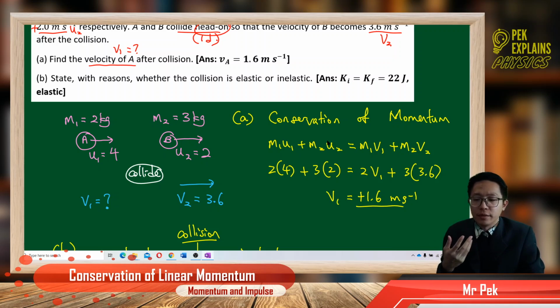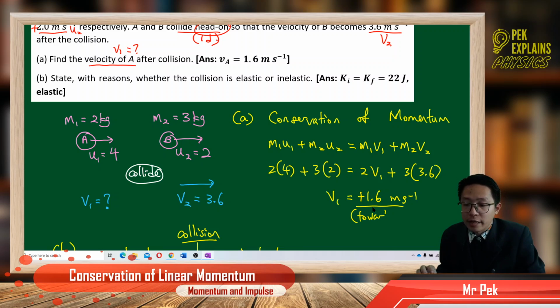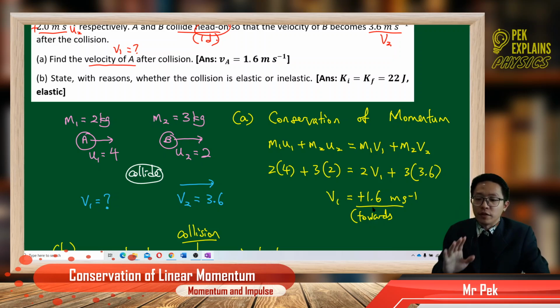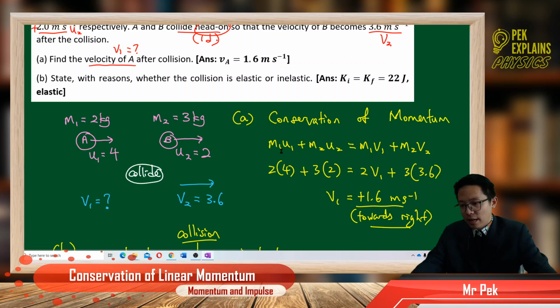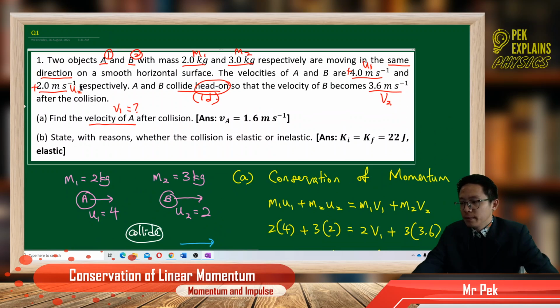So the positive value, what does it tell us? It tells us that ball A is moving to the right also. So we must write the direction. For vector velocity, always have magnitude and direction. You must give direction. If you don't give direction, you lose 1 mark. So we got positive value, means it's moving to the right after collision. Now let's move on to question B.